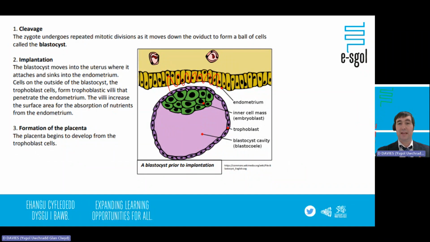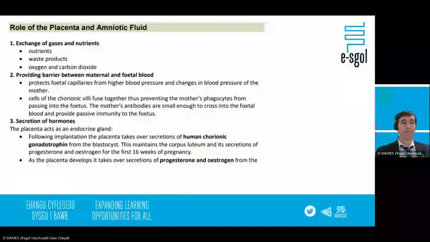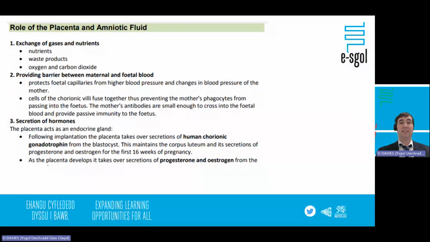And that is where the placenta will begin to form. So this will develop into the placenta. The green cells there will develop into the baby, and the rest of it will be the amniotic sac. The placenta and the amniotic fluid develop around the baby. There's exchange of gases and nutrients through the placenta.